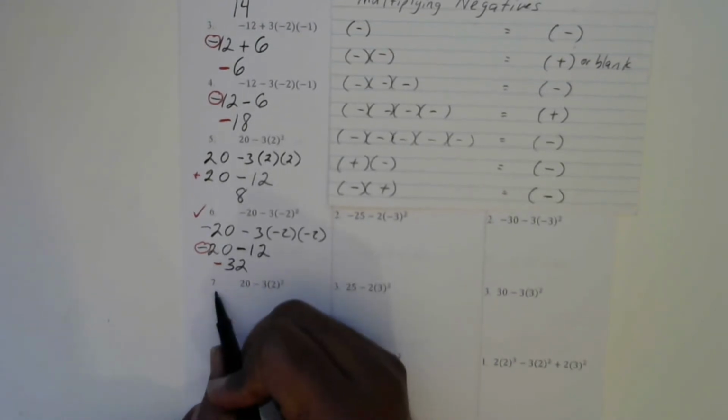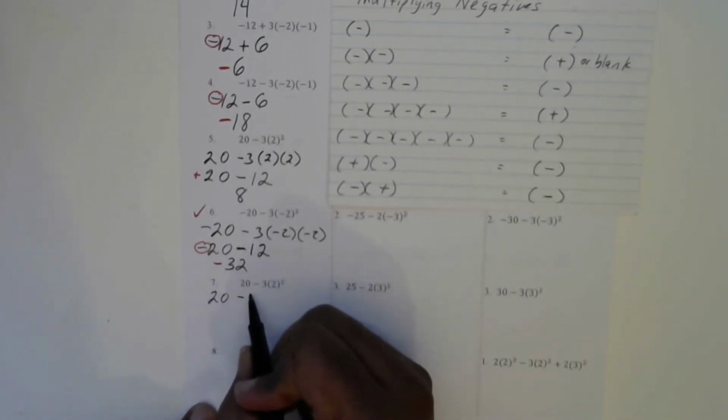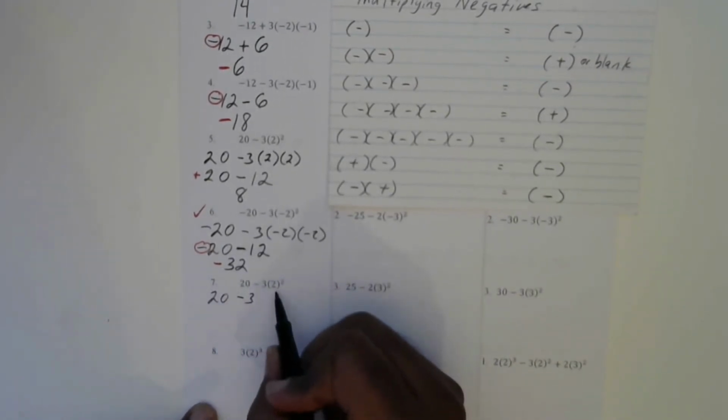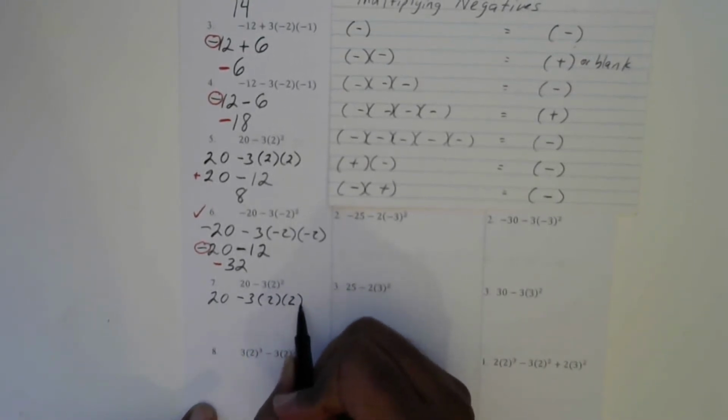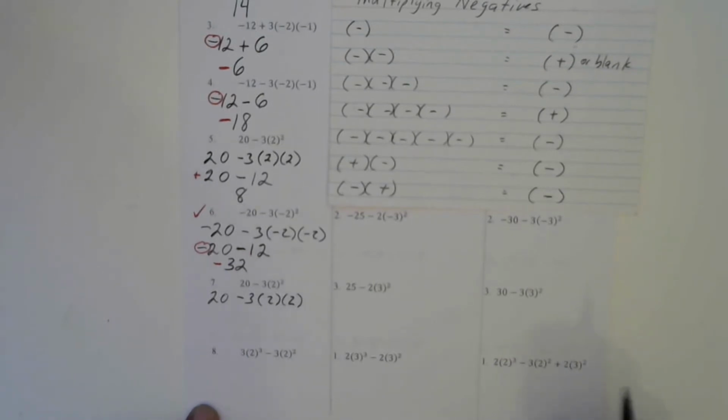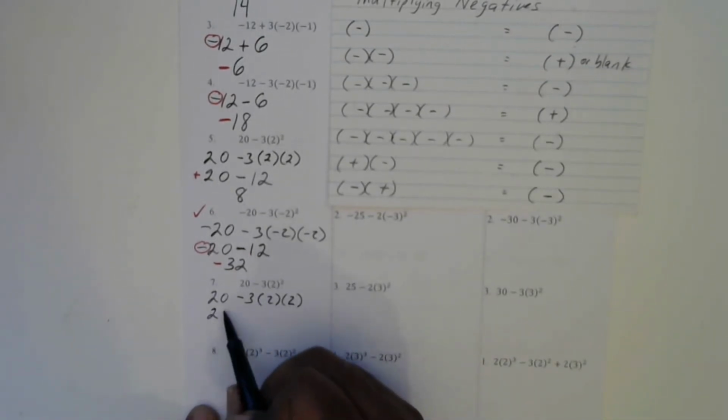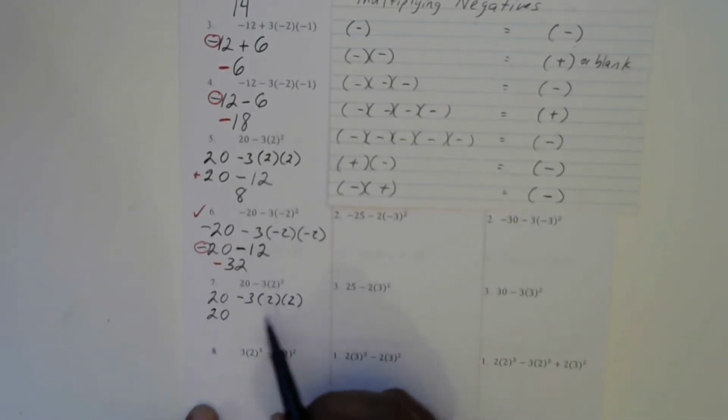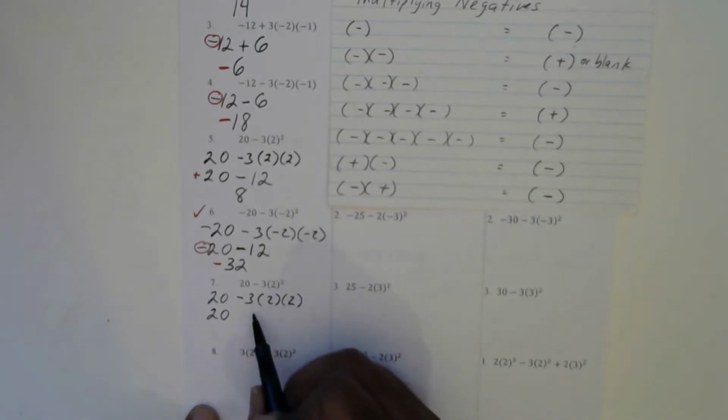Next, we have 20, the negative 3. And this 2 is going to be written twice. So 2 here and 2 there. Okay, now let's multiply. Now this will stay 20. And we'll multiply these right here. We'll have 3 times 2, which is 6, and then 6 times 2, which is 12. So this will be a 12.